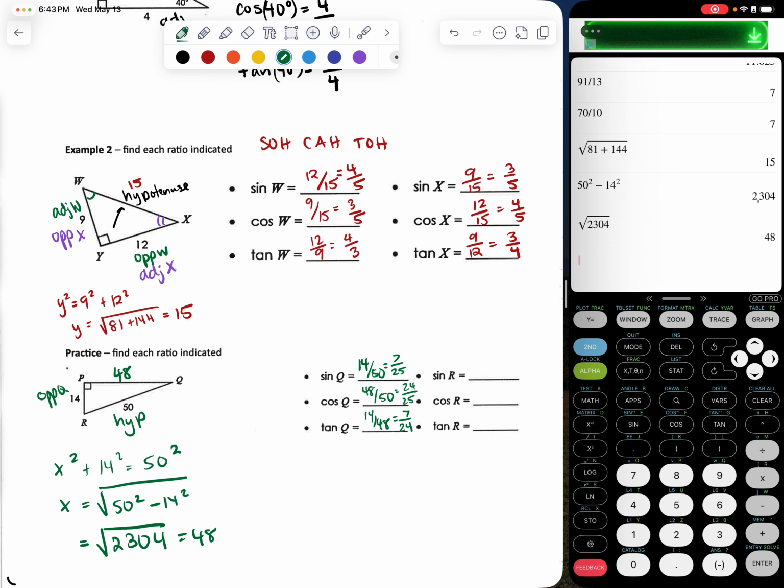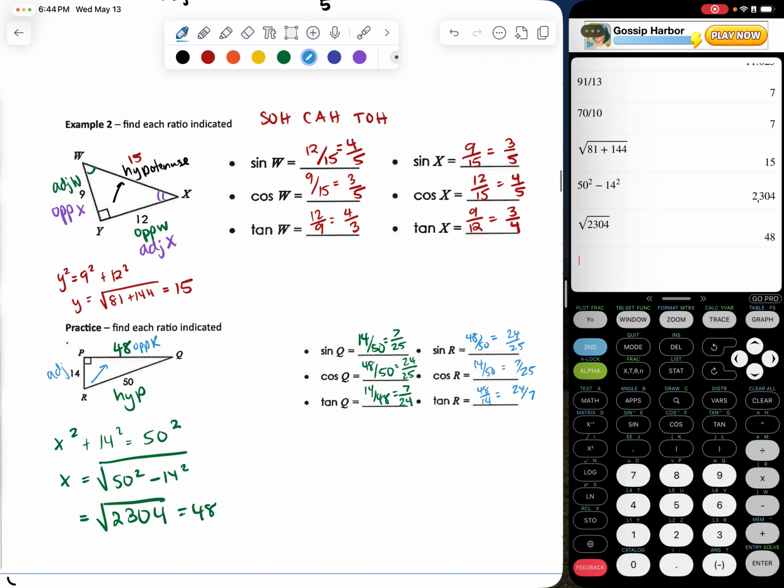So when we find sine of R and we use R as our reference angle, now the opposite side is 48. This is opposite R, and the adjacent side is 14. So opposite over hypotenuse is 48 over 50. Adjacent over hypotenuse is 14 over 50. And opposite over adjacent is 48 over 14. So 48 50ths is 24 25ths. 14 50ths is 7 25ths. And 48 14ths is 24 7ths.